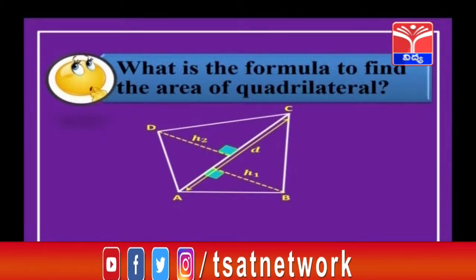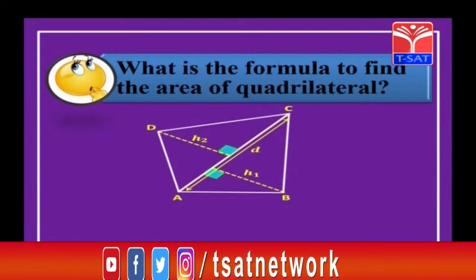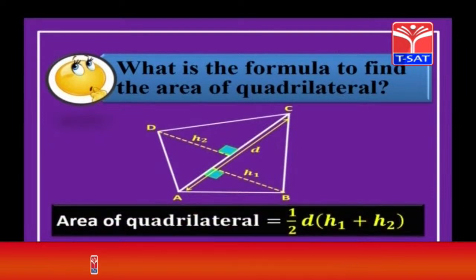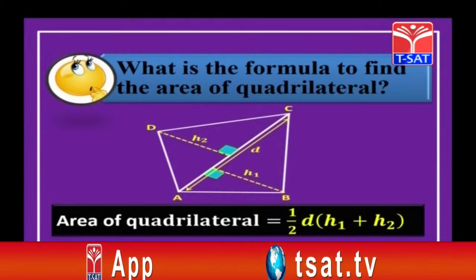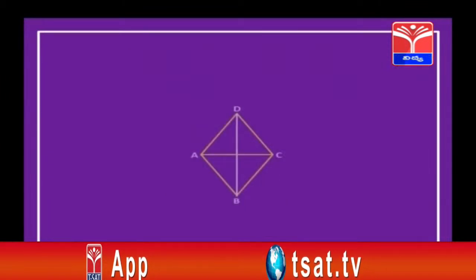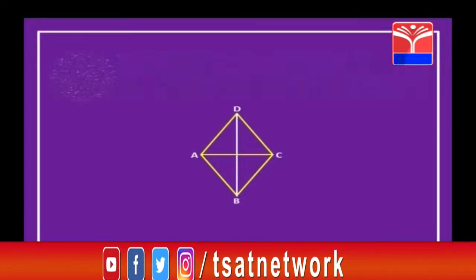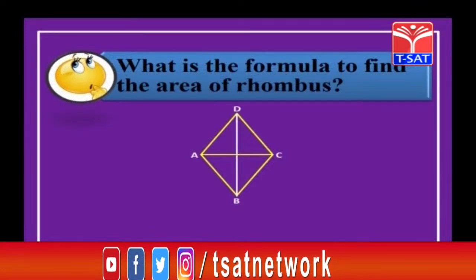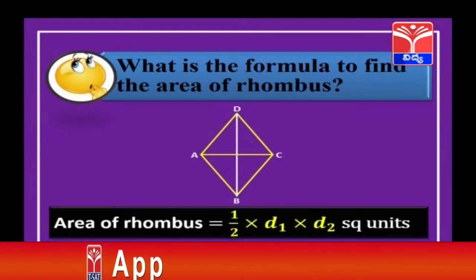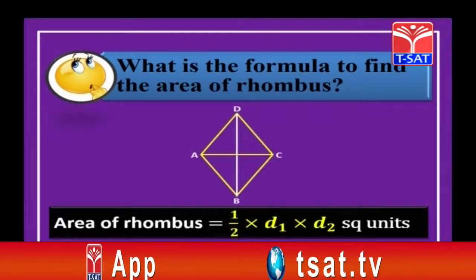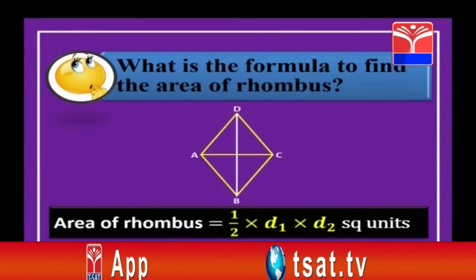Now what is the formula to find the area of quadrilateral? That's right, once again. Area of quadrilateral is half d into h1 plus h2. Take a look at this figure shown on your screen, children. What is the figure shown? Yes, it is a rhombus. Now children, what is the formula to find the area of rhombus? It is given by half into d1 into d2 square units.